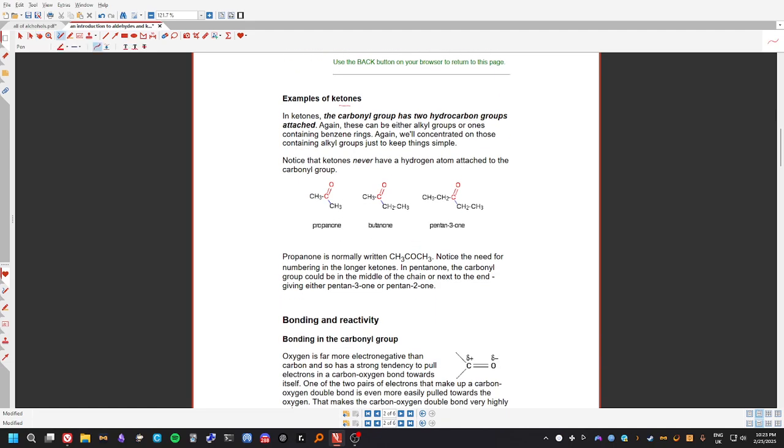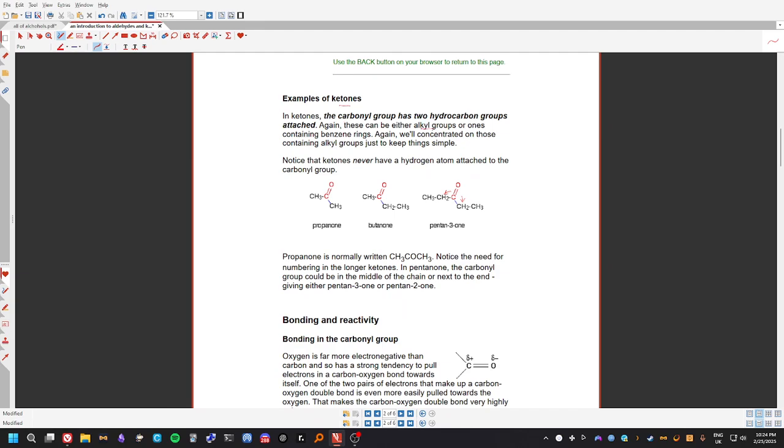This is 2 hydrocarbon groups attached. Okay, 2 1 C double bond O. So you need to have 2 attached. In the other case, we could have a double bond O attached to an H, and the other one could be an H or it could be a CH3, or an alkyl group. This time it needs to be connected to 2 hydrocarbon groups.